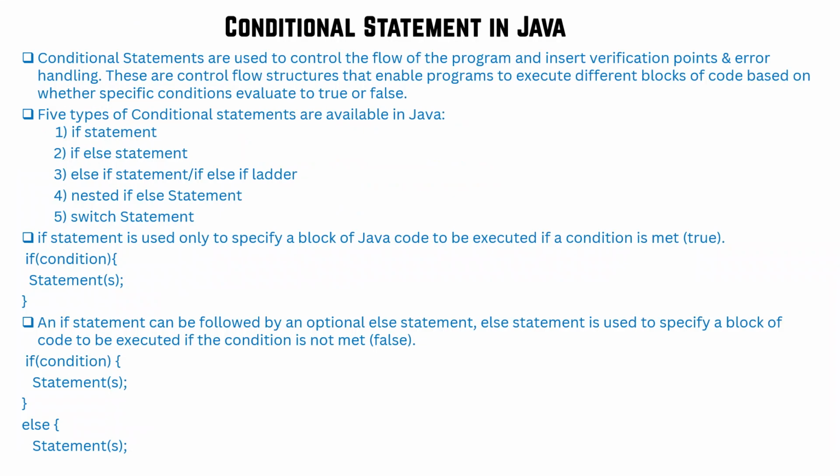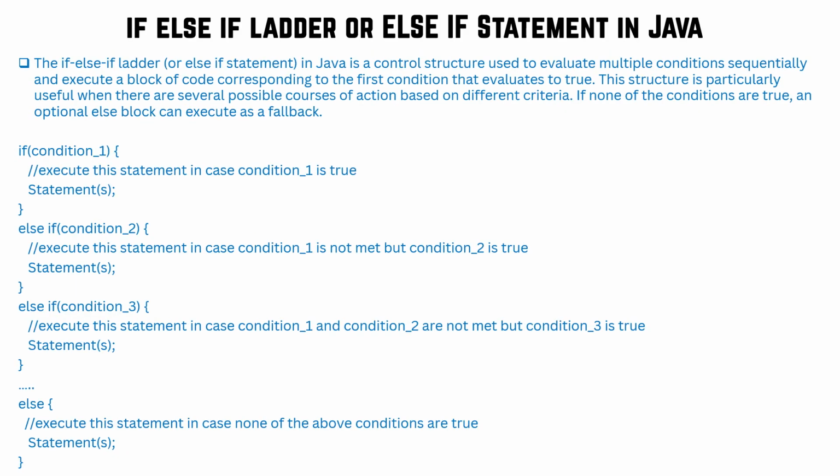Now I'll go to if else if, then I will take a pause and we can discuss any questions. So what is if else if? As the name suggests, first it will be if, then else if, else if, else if, and at the end it will go for the else. It is called the if else if ladder, or sometimes else if, same name, same objective. The if else if ladder in Java is a control structure used to evaluate multiple conditions sequentially.